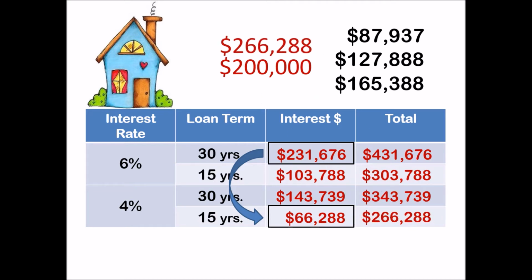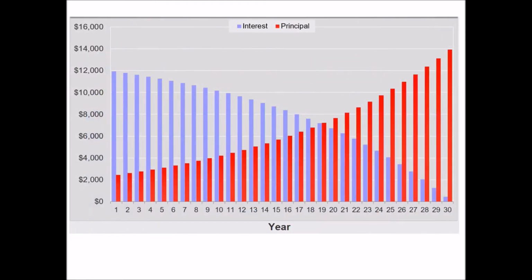So that's the ideal, and the real is what most people end up paying. The interest is the money you pay to the lender, whereas the principal is the money that goes towards your house. And when you sell the house, that's the money you keep.